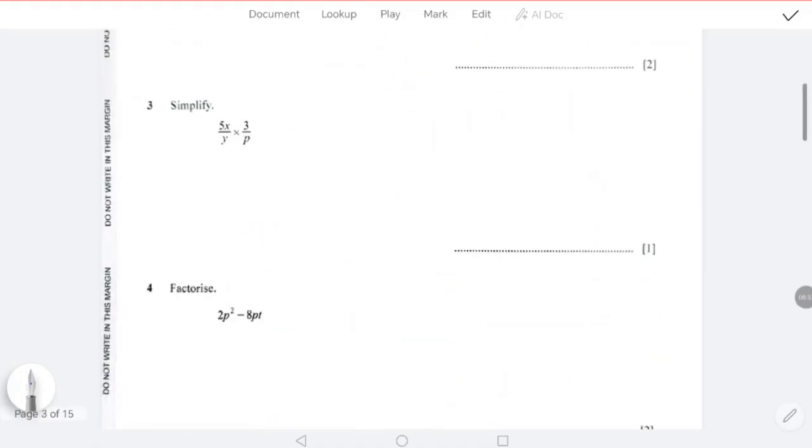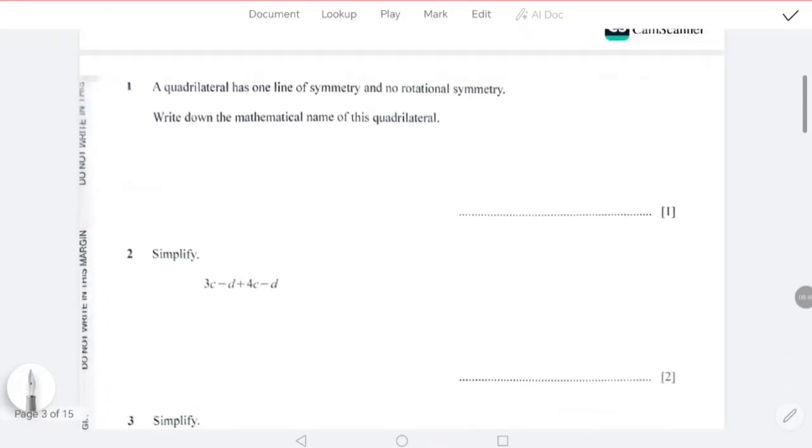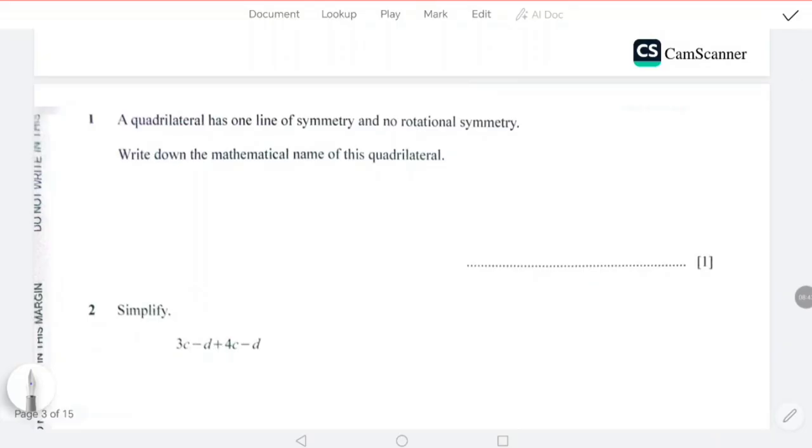If you want the whole exam, I'm going now to move to solve the whole exam. Question 1. A quadrilateral has one line of symmetry and no rotational symmetry. So the only one that has one line of symmetry and no rotational symmetry is the kite. It's a repeated question. You should know usually the lines of symmetry of shapes and rotational symmetry.